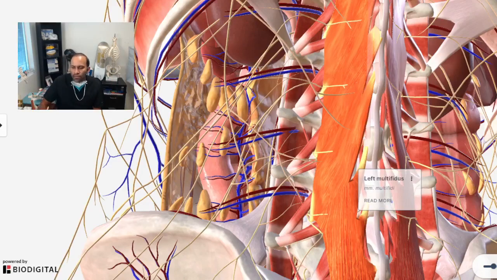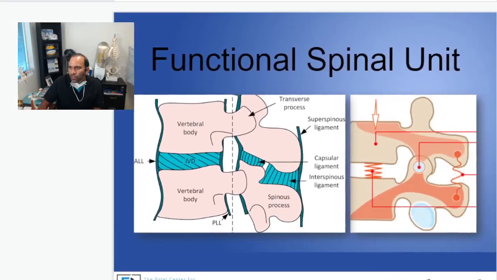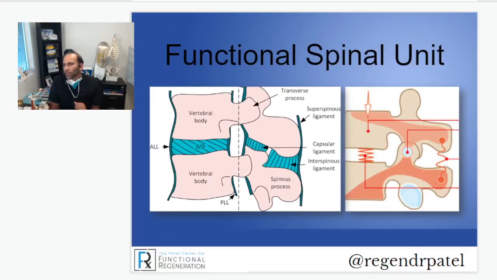So the concept of a functional spinal unit is actually an old concept that was created by some surgeons named Punjabi and White that were looking at the anatomy of the spine and published a textbook many years ago. This is from one of the presentations that I give to various people. The concept is that even though there might be one thing that is a pain generator, all of these elements are really interrelated.